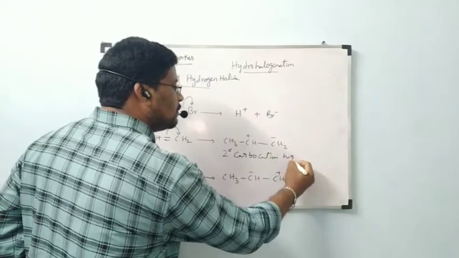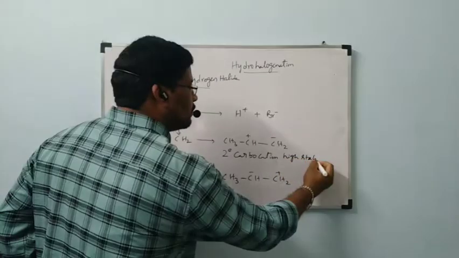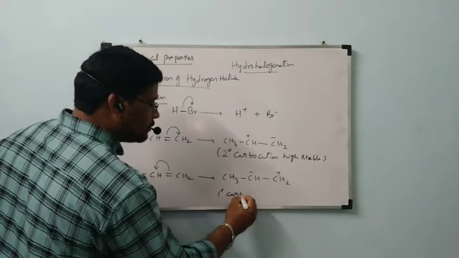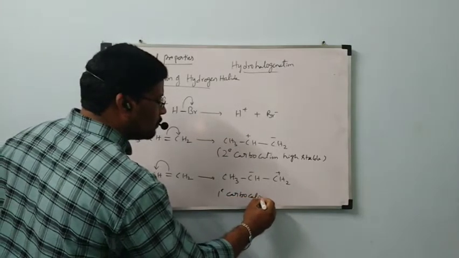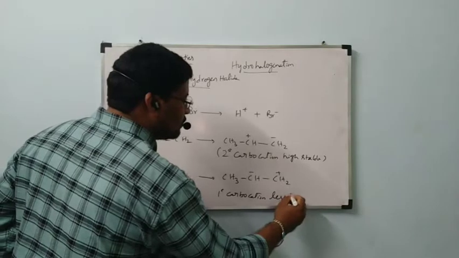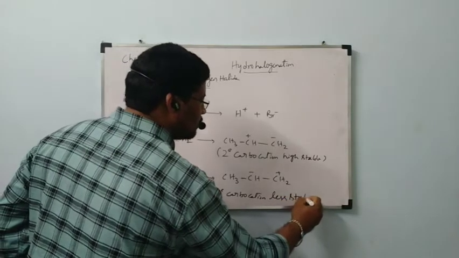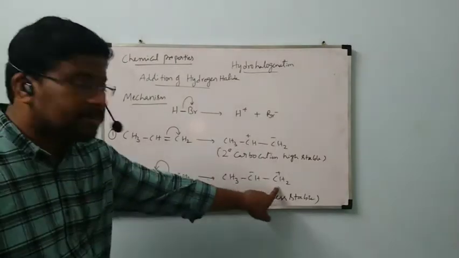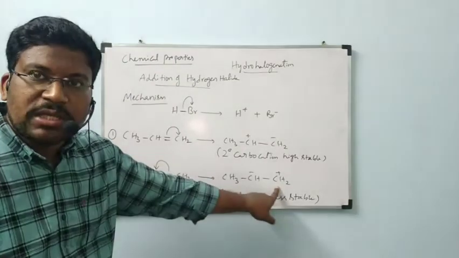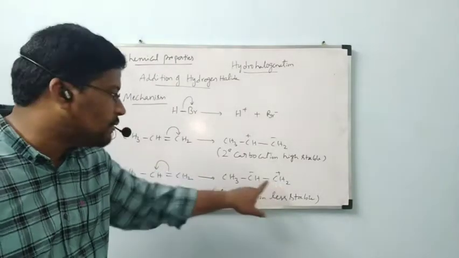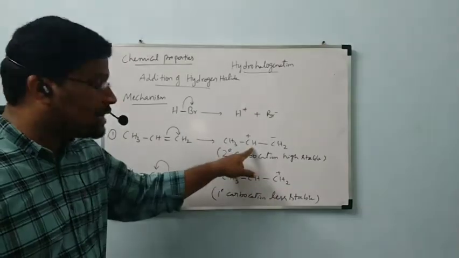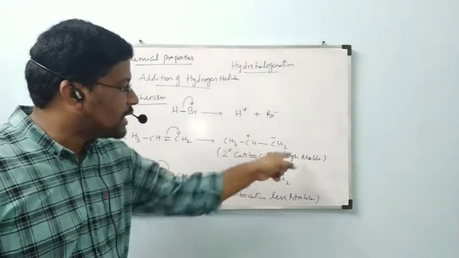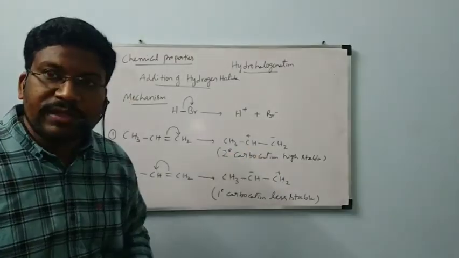High stable. This is primary carbocation, which is less stable. This is primary carbocation. Positive charge is present on the carbon which is bonded to one carbon only. This is secondary carbocation. Positive charge is present on the carbon which is bonded to two carbons. Out of these two, which is high stable?